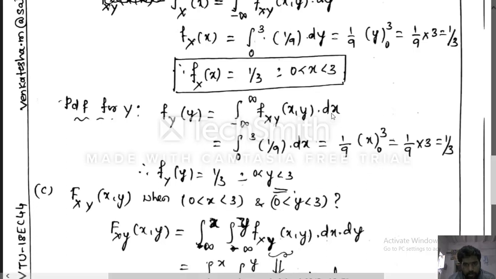Now the x limit is from 0 to 3, and f_XY of x comma y is 1 by 9. So with respect to x we have to integrate. The integral of dx is x, substitute the limits, so we get f_Y of y equal to 1 divided by 3. Therefore the probability density function for random variable y is also equal to 1 divided by 3 for the values of y between 0 to 3, and is 0 for any other value of y.